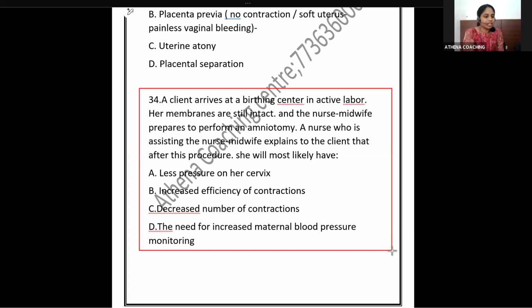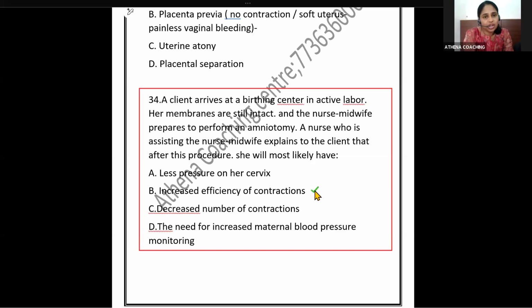Decreased number of contractions never happens. Amniotomy always causes an increase of contractions, not a decrease. And the need for increased maternal blood pressure monitoring? Normally, we have to monitor fetal heart rate, not the maternal blood pressure. So what is the answer for this?